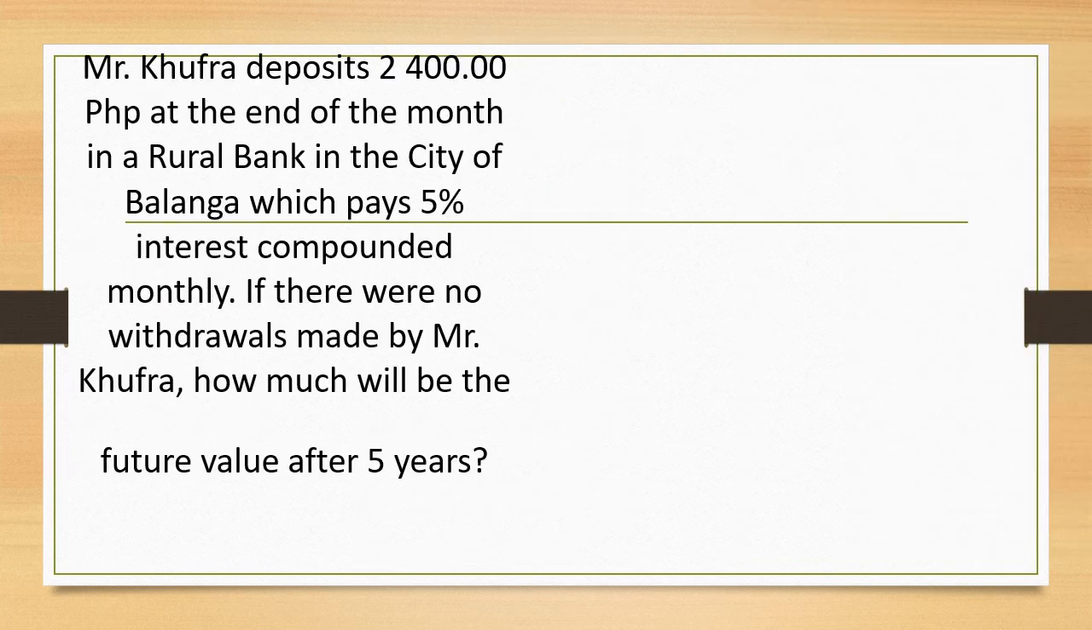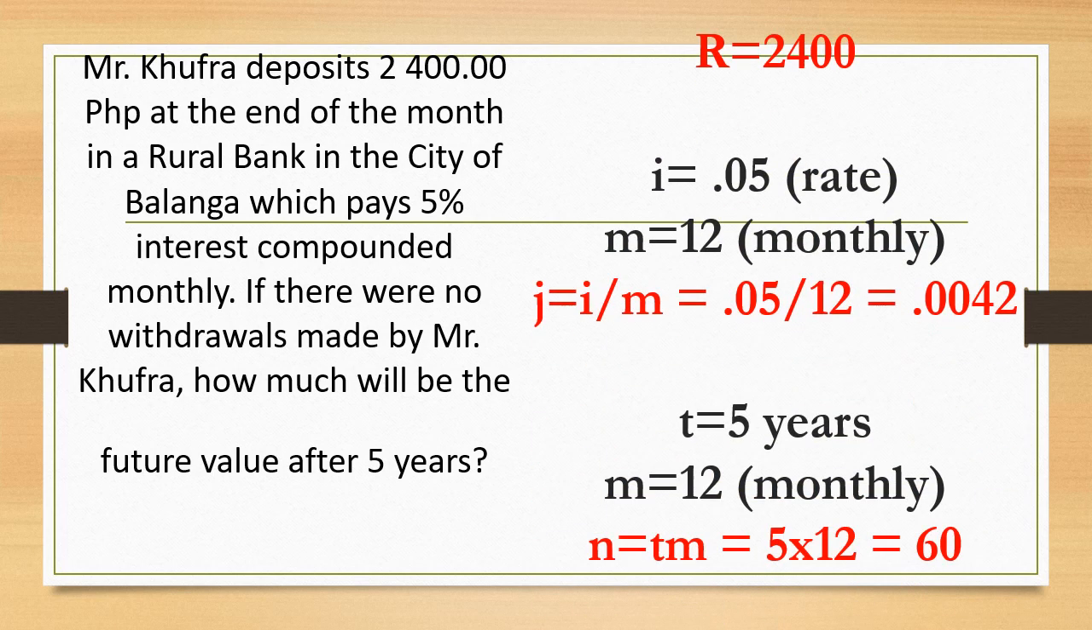So Mr. Kufra deposits 2,400 pesos at the end of the month in a rural bank in the city of Balanga, which pays 5% interest compounded monthly. If there were no withdrawals made by Mr. Kufra, how much will be the future value after 5 years? So let us identify what we have here.